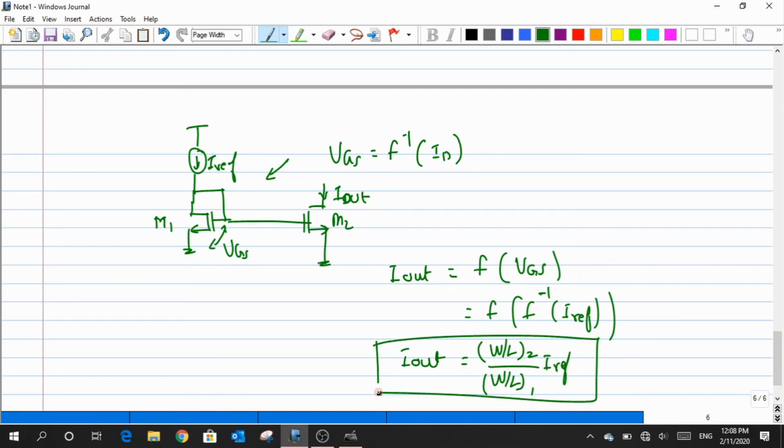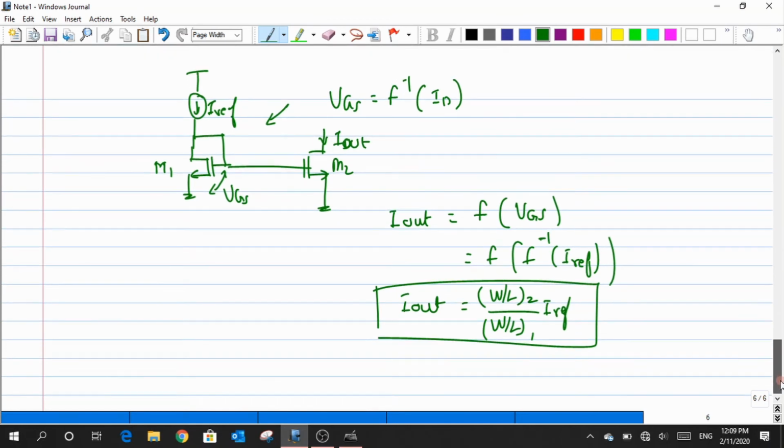When you apply F multiplied with an inverse function of it, you end up having a result which is a factor of W by L of 2 divided by W by L of 1. These are nothing but the normalizing factors here. Clear? I will not talk much about it because you know all of these results well before. I'm just trying to recollect it. Any doubt in this?